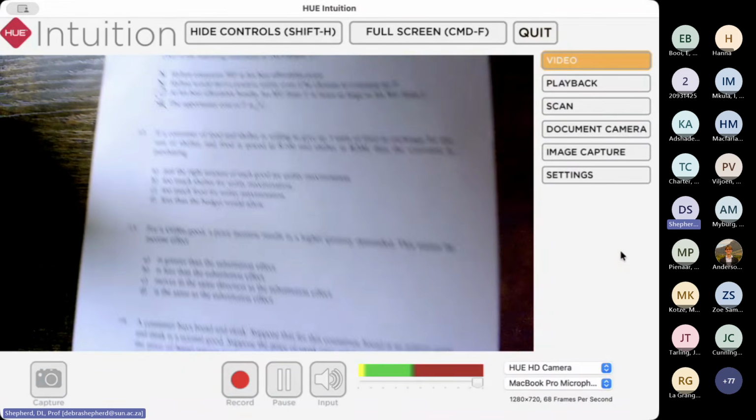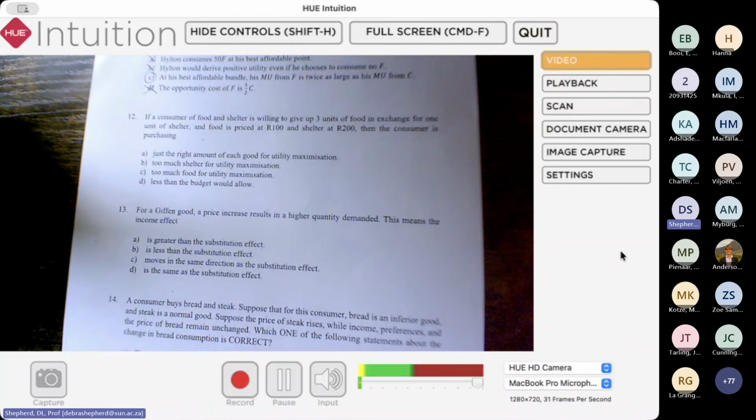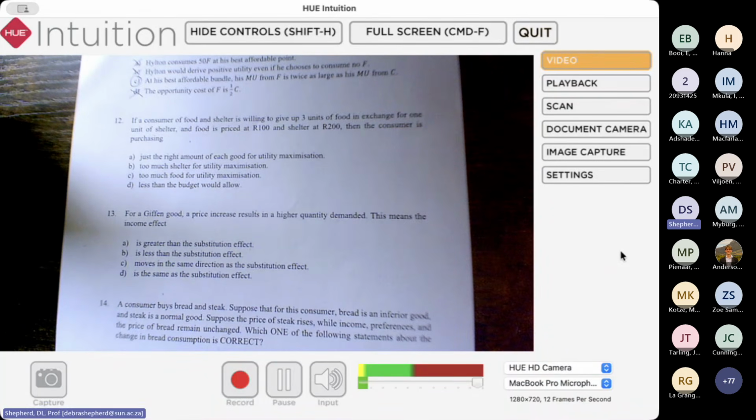Okay, question 12. If a consumer of food and shelter is willing to give up 3 units of food in exchange for 1 unit of shelter, and food is priced at 100 Rand and shelter at 200 Rand, then the consumer is purchasing, question mark. We're going to use exactly the same theory here as we used in question 11. So what is the statement? A consumer is willing to give up 3 units of food in exchange for 1 unit of shelter.